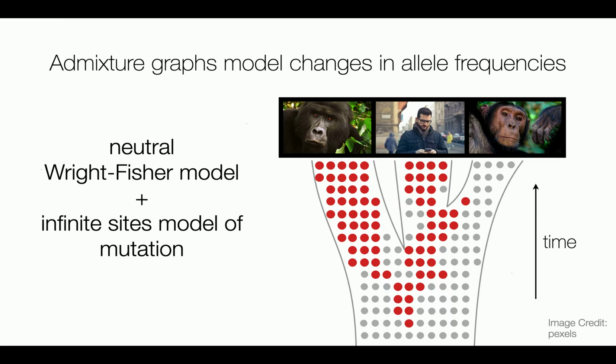Specifically, we are focusing on admixture graphs that model changes in allele frequencies as a neutral Wright-Fisher process with mutations occurring under an infinite sites model. A mutation immediately results in two alleles, shown as red and gray dots, at a locus, and each generation of alleles, shown as a row of dots, is created by randomly sampling the alleles in the previous generation. This random process can lead to changes in allele frequencies, referred to as genetic drift. So we want to look at the shared genetic drift between populations to estimate the admixture graph.